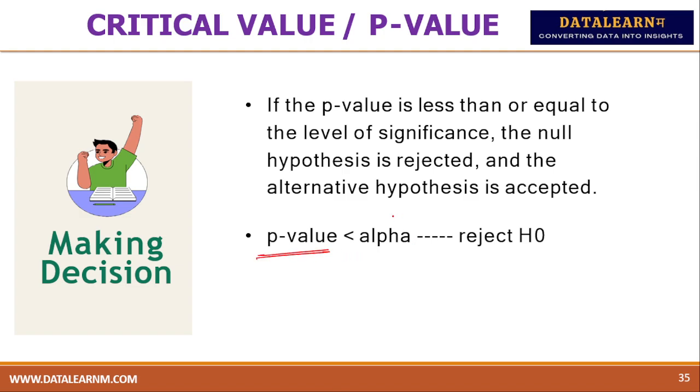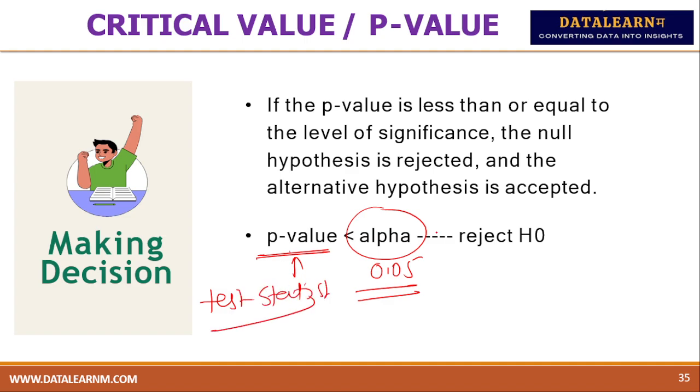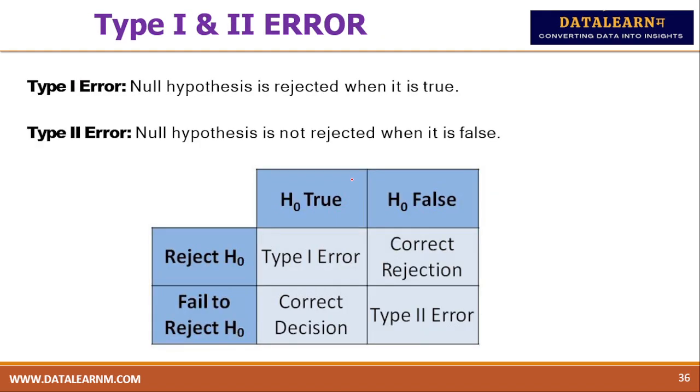If p value is greater than alpha... What is alpha? 0.05. And what is p value? The test statistic; your test is giving this value. And this alpha you have already settled. You have set this value 0.05. So if it's less than or equal to the level of significance, then the null hypothesis is rejected and the alternate hypothesis is accepted for making some decision, right?